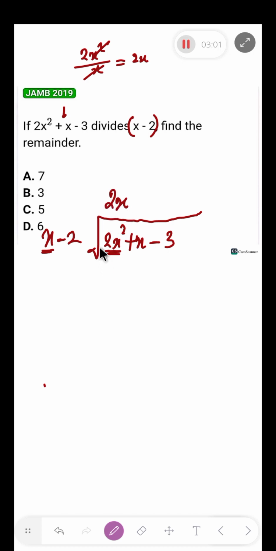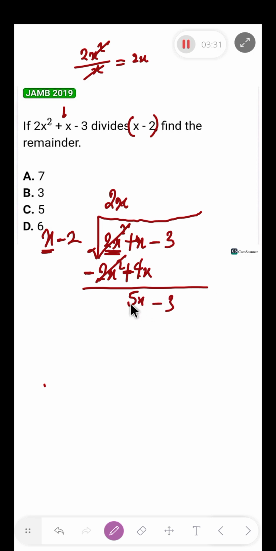Then the second step is you have to use this result to multiply the divisor again. That will be 2x times x, that will give you 2x squared. Then 2x times minus 2, that's minus 4x. In continuation, you have to take note of the third step. You have to change the sign in this case. There's an invisible plus here, change to the opposite side, that is minus. There's a minus here, change to the opposite side, that's plus. So therefore, this will cancel this. x plus 4x, that's 5x minus 3.